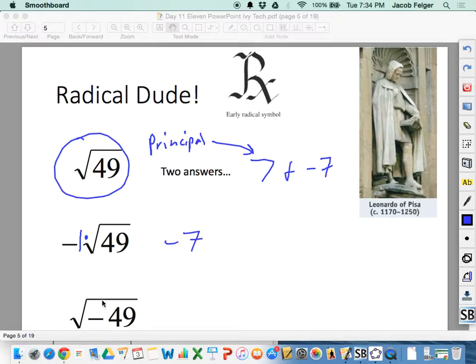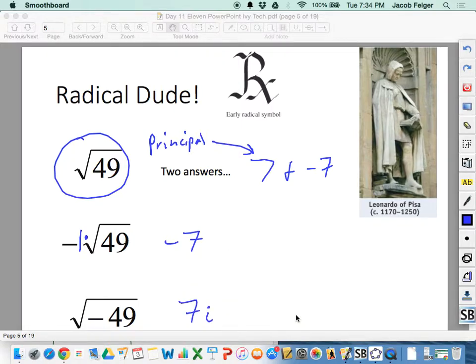But if the negative symbol is inside the radical, try typing that into your calculator. Do square root and then negative 49. It's going to say something like math error. That's because, can you come up with a number times itself that gives you negative 49? 7 doesn't work, right? Does negative 7 work? A negative times a negative is a positive. So there is an answer, and it's called 7i.